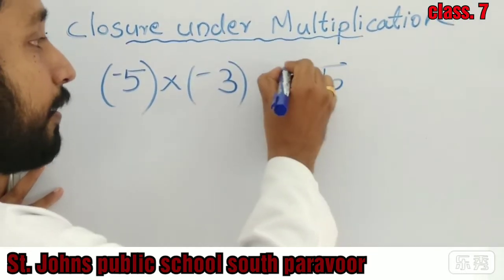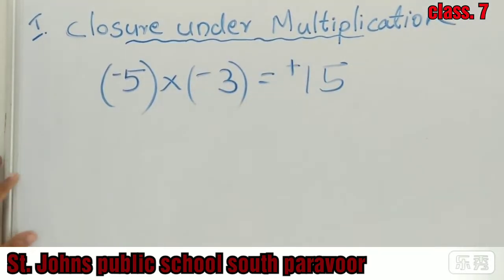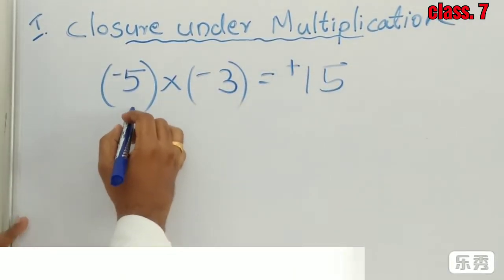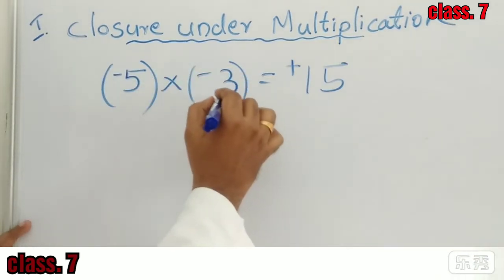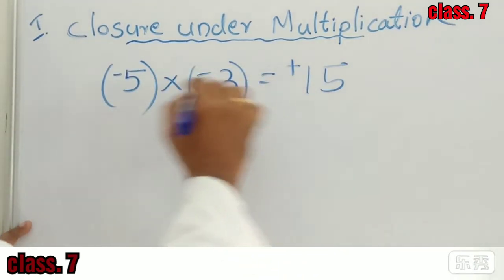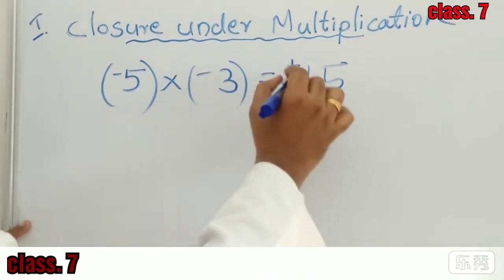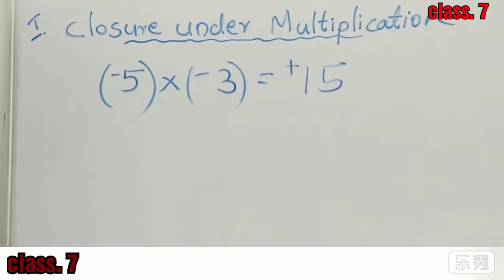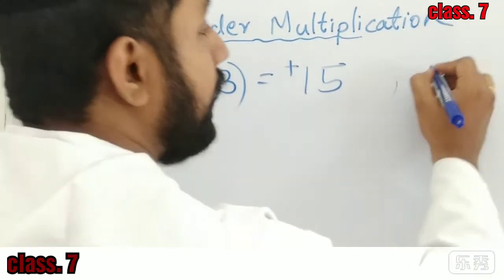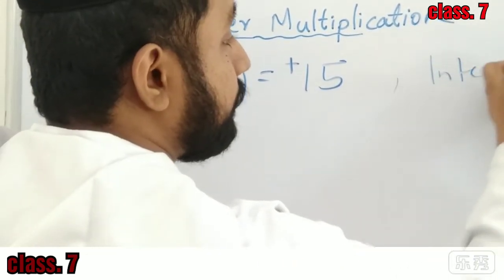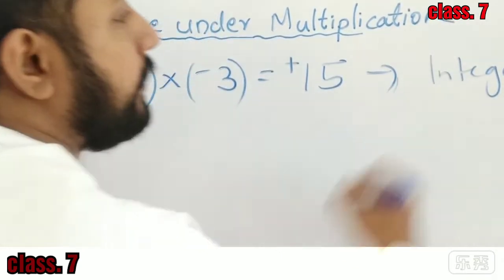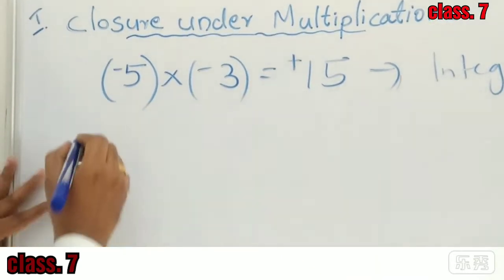Minus into minus, plus. So minus 5 is an integer. Minus 3 is an integer. Minus 5 into minus 3 is plus 15. The result is also an integer.